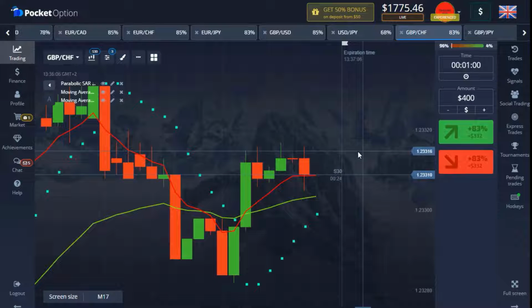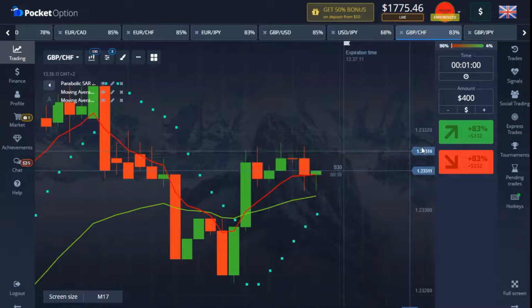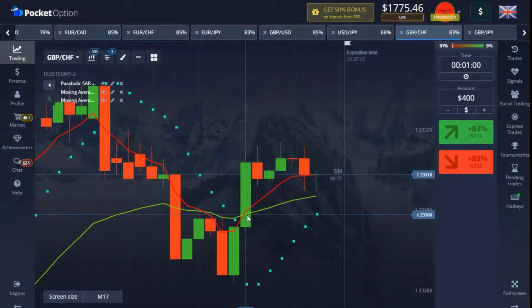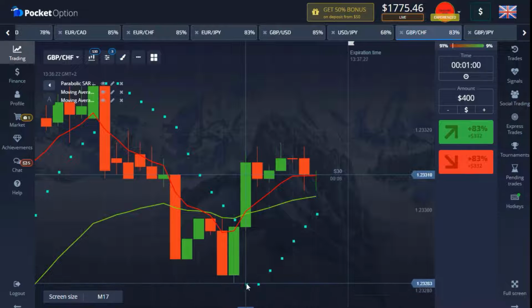The number one thing you need to look at is the intersection of both lines. If you are taking a trade for a call option, make sure the green moving average line is below, while the red is above it. Make sure you see them heading up, and your Parabolic SAR must start right from this position, and it must be going up very well.